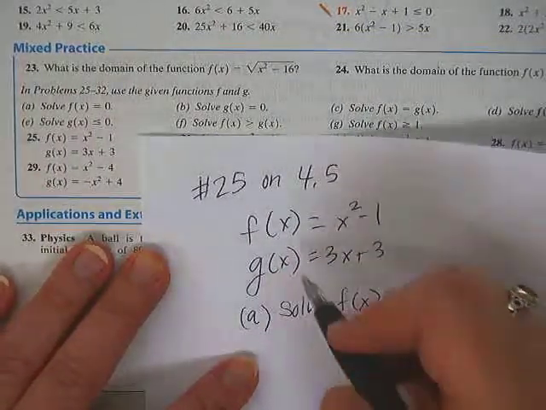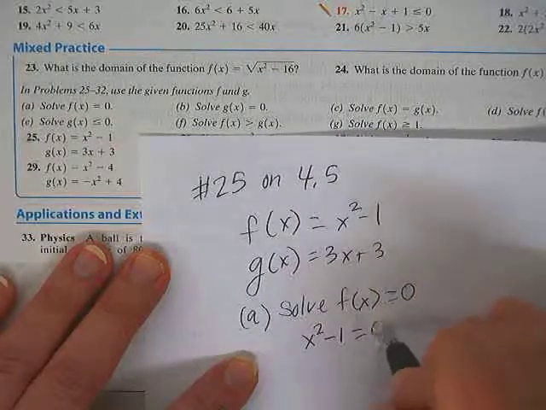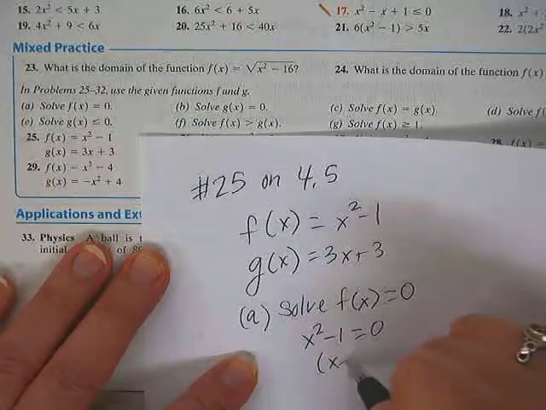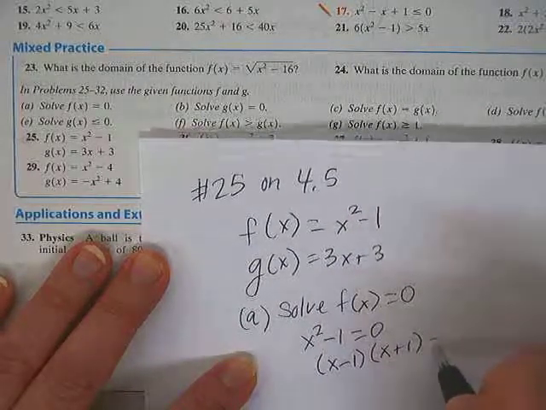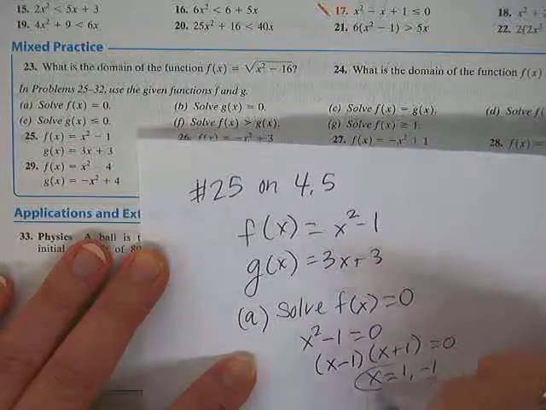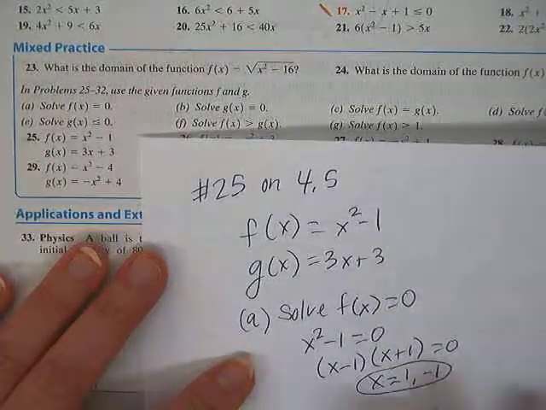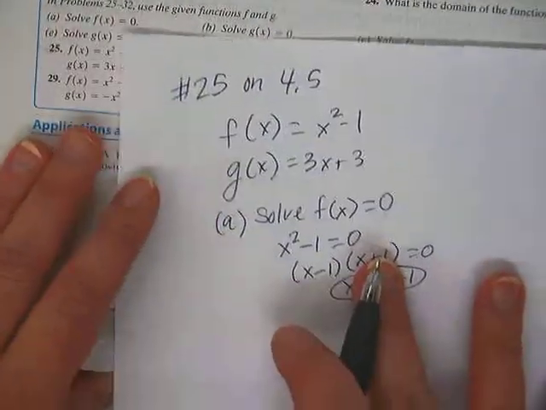So we would take our function f of x, x squared minus 1 equals 0. You can solve it by either moving it over and square rooting, or I'm just solving it by factoring. So what are the answers? 1 and negative 1. Okay, now let's go to part B.